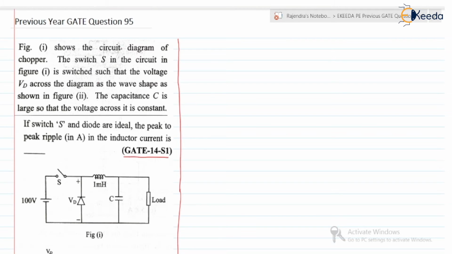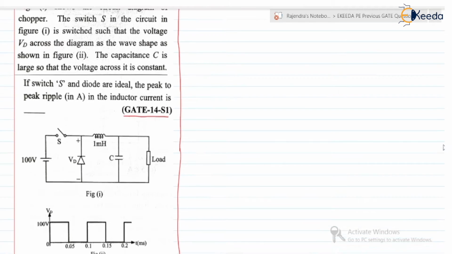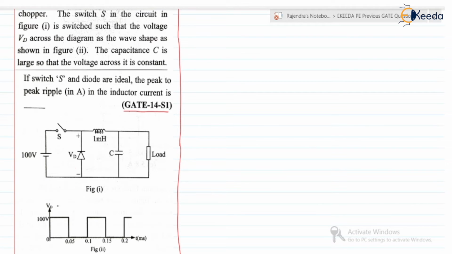Figure 1 shows the circuit diagram of a chopper. Basically it is a buck converter, or step down chopper. The switch S in the circuit in figure 1 is switched such that the voltage VD across the diode has the wave shape as shown in figure 2. VD is nothing but the voltage across the diode. This is the waveform of VD.